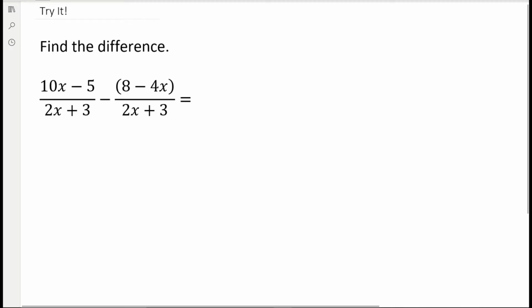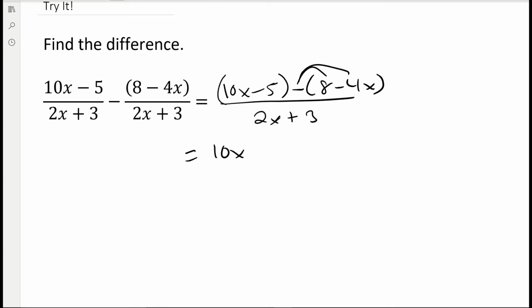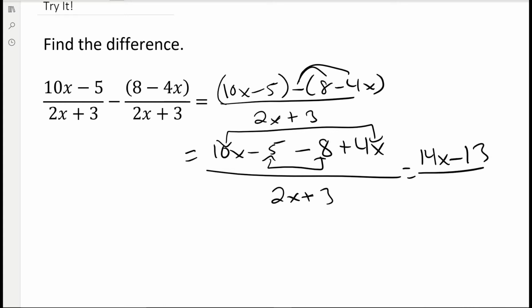Alright, so let's go over the problem. They have the same denominator, so you can combine them under one common denominator. Make sure you distribute the negative sign here. So we have a negative and a positive 8 makes a negative 8, and a negative and a negative 4x is a positive 4x. And then we'll combine our like terms. We have 10x plus 4x is 14x, and a negative 5 and a negative 8 is negative 13.